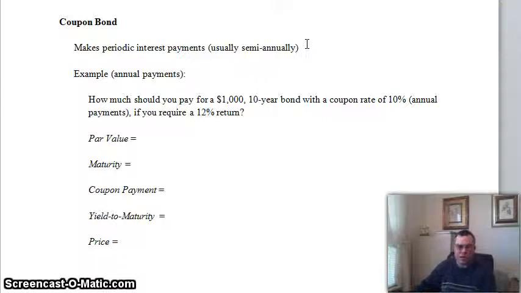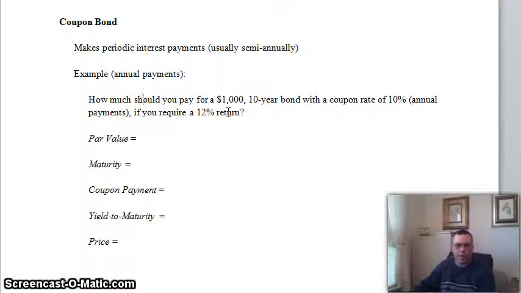In fact, it goes kind of country by country. In the U.S., it tends to be semi-annual. I've been told in countries like Germany it tends to be annual, things like that. It just depends on the traditions in the particular financial markets. But here's an example. This one's with annual payments, which is easier. We'll do an example in a second with semi-annual payments, but this will be a good starting point. But how much should you pay for a $1,000 10-year bond with a coupon rate of 10% annual payments if you require 12% return?